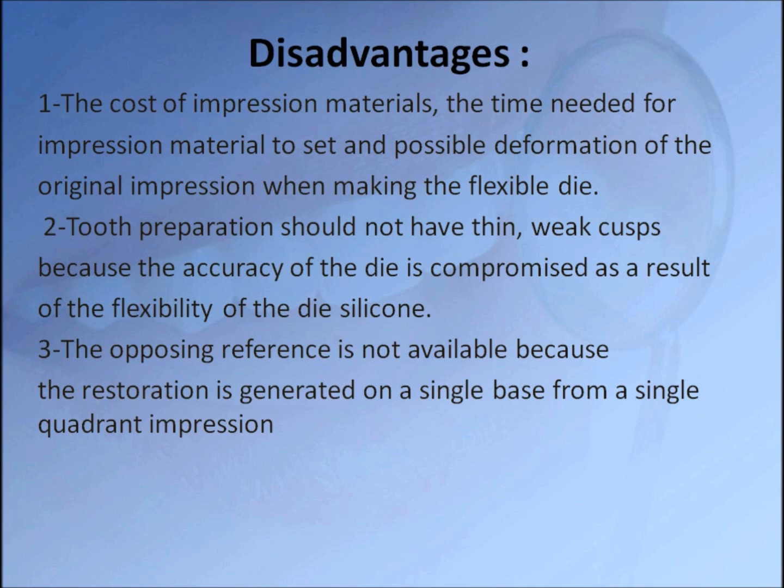Number 2. Tooth preparation should not have a thin, weak cusp because the accuracy of the die is compromised as a result of the flexibility of the die silicone. Number 3. The opposing reference is not available because the restoration is generated on a single base from a single quadrant impression.